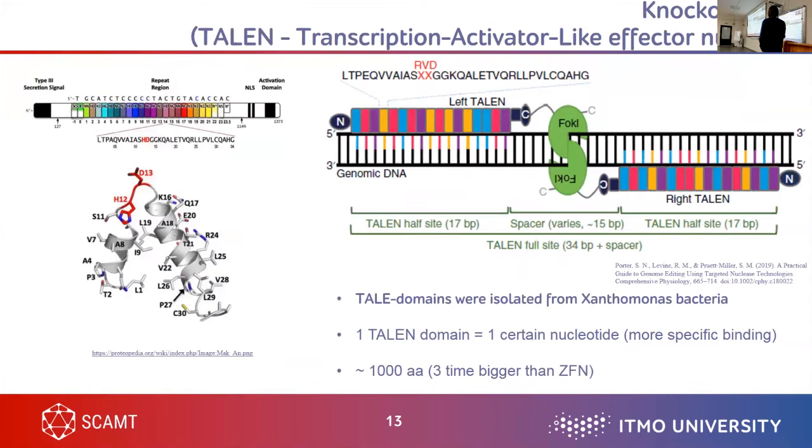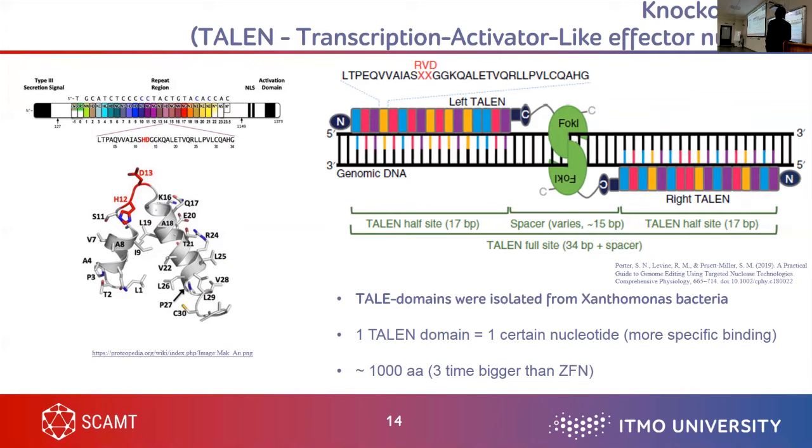The next example is TALEN, transcription activator-like effector nucleases. It's a kind of analog of zinc finger nucleases, because it's also a fusion of two proteins, TALE and FokI nucleases.